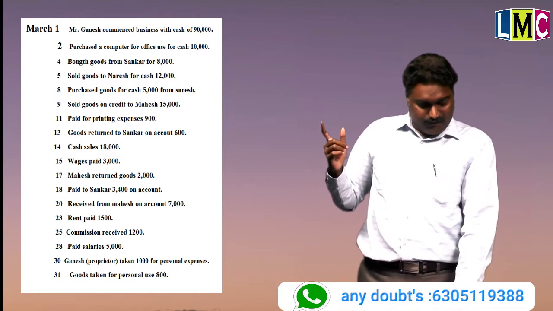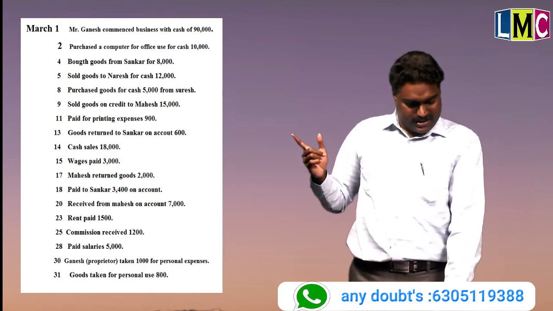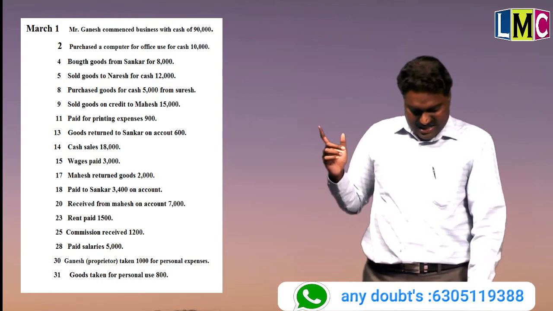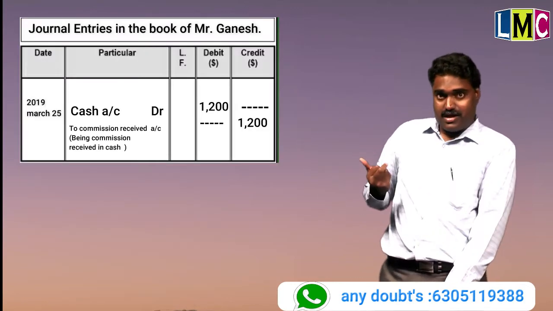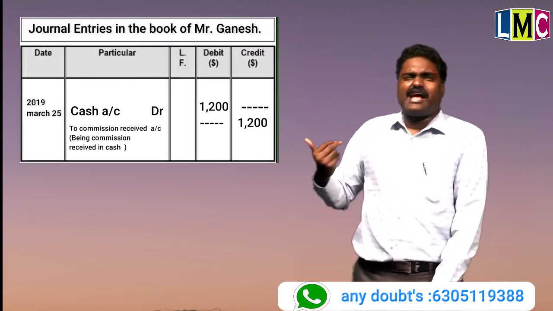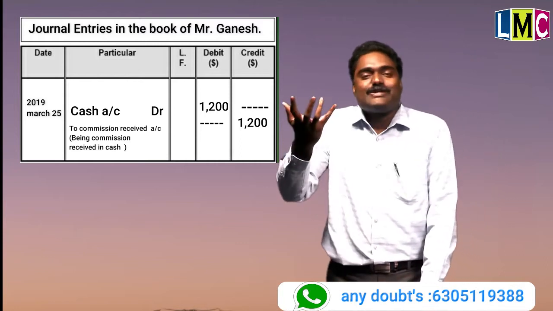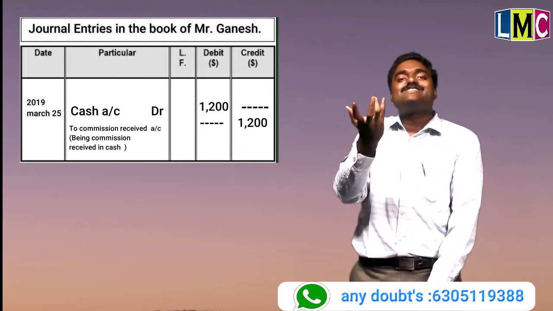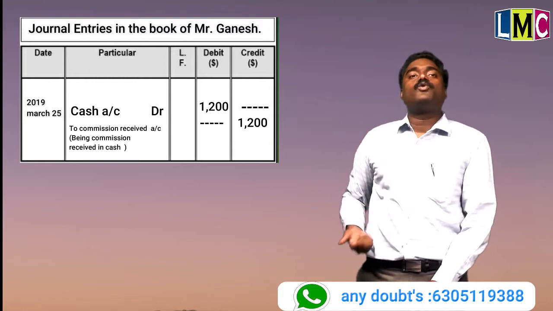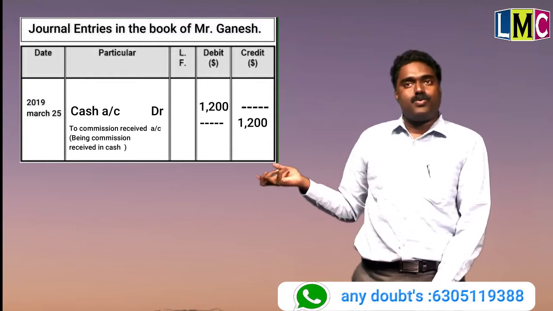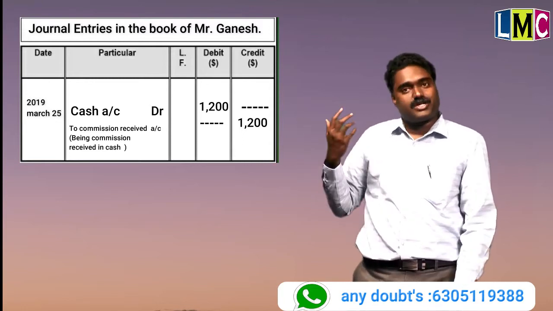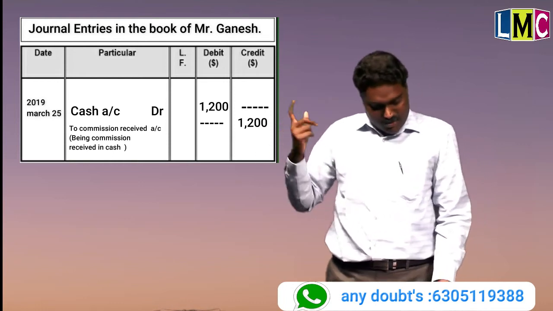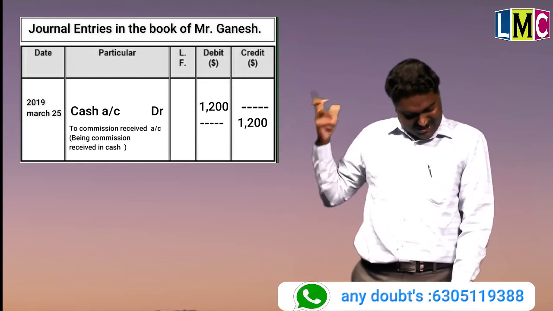Next is 25th. Received commission 1,200 rupees. Received commission. Commissions are mostly received in cash, right? So received commission. What is coming in? Cash is coming in. So cash account debtor to commission account. Being commission received in cash.